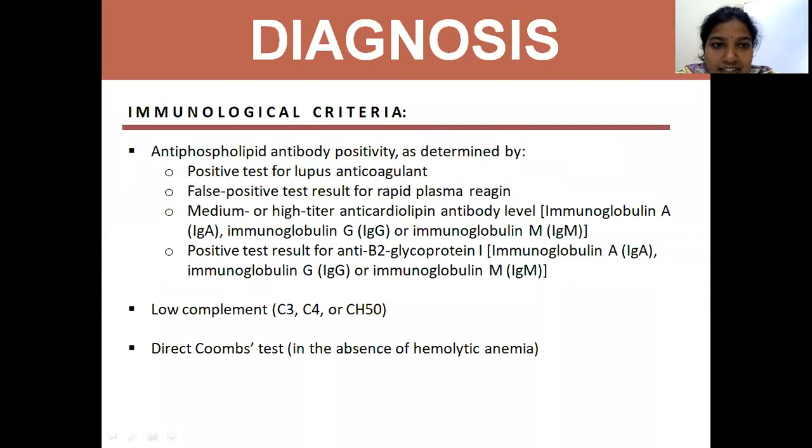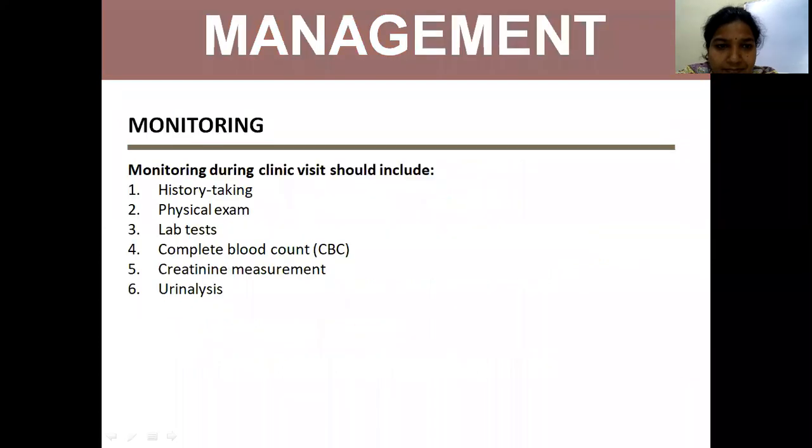So immunological criteria: antiphospholipid antibody positivity as determined by positive test for lupus anticoagulant, false positive test result for rapid plasma reagin, medium or high titer anticardiolipin antibody, that is immunoglobulin IgA, IgG, or IgM, positive test for anti-B2 glycoprotein, that is IgA, IgG, and IgM, low complement levels, that is C3, C4, and CH50, and direct Coombs test positive in the absence of hemolytic anemia.